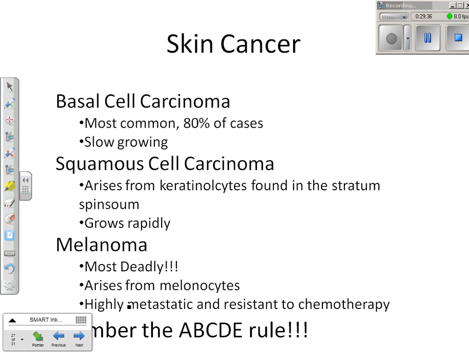D is for diameter. If the spot has grown much larger, that's not a good sign at all either. And then E is for evolution. Has it evolved? Has it changed over time? So pay close attention to any areas of your skin. Skin cancer can be a very lethal cancer.